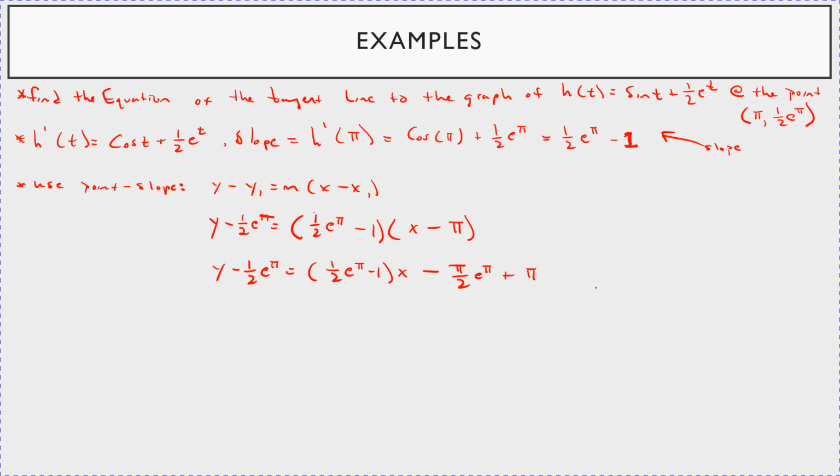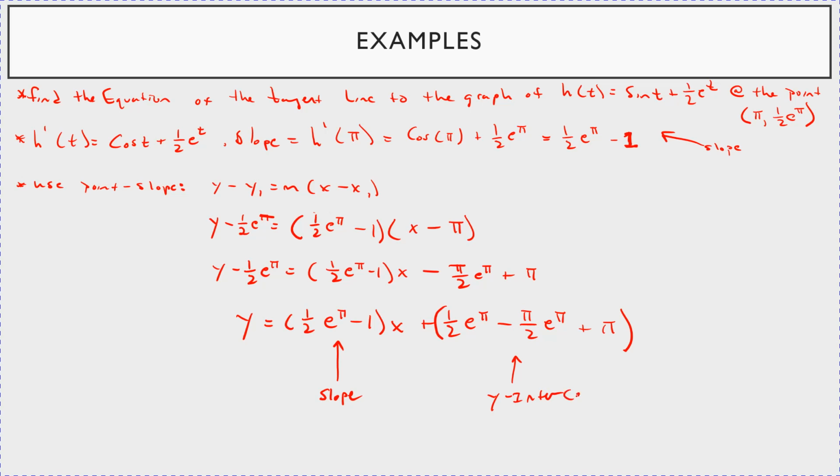Now literally you're just going to add this over. So this is y is equal to 1/2 e to the pi minus 1 times x. And then I'm adding this over. So I'm actually going to put it in front. Plus 1/2 e to the pi minus pi over 2 e to the pi plus pi. So this is my slope, and this is crazy, but this whole thing here is my y-intercept. So it's not that it's hard here, it's just that there's a lot of moving pieces here for you.